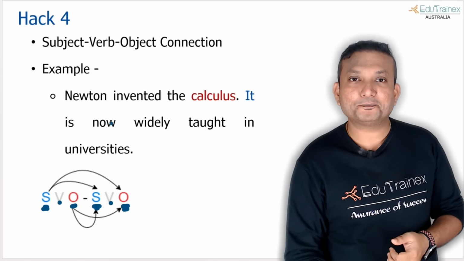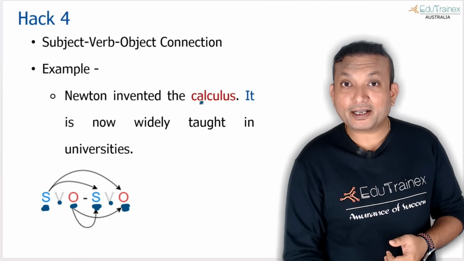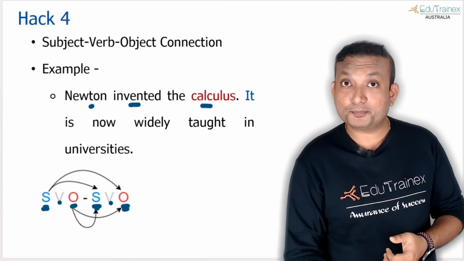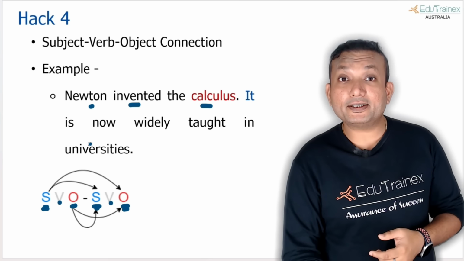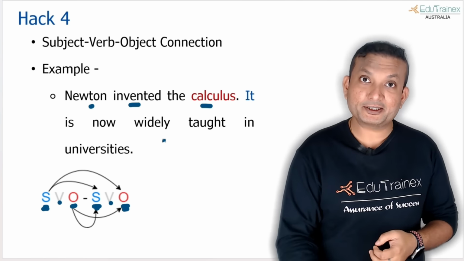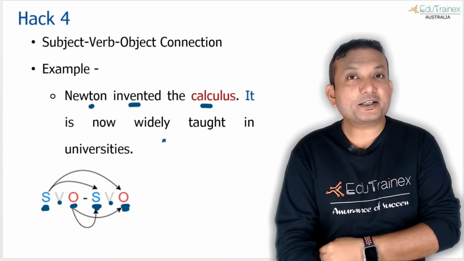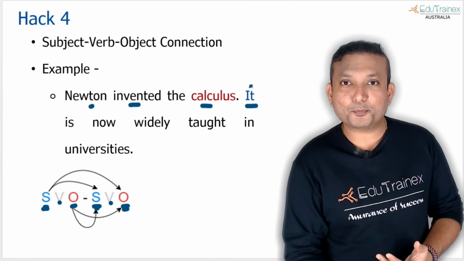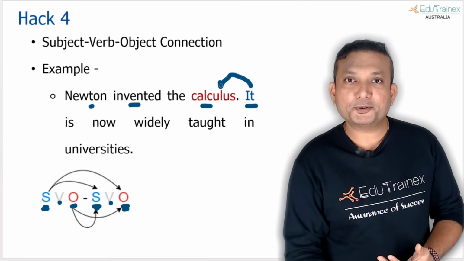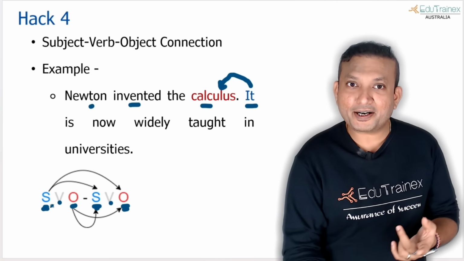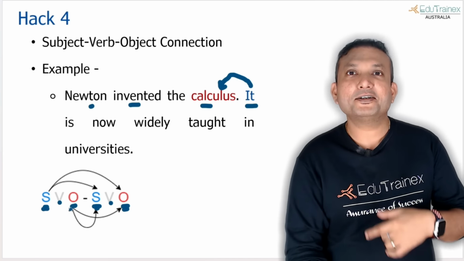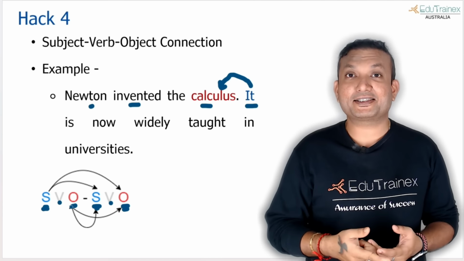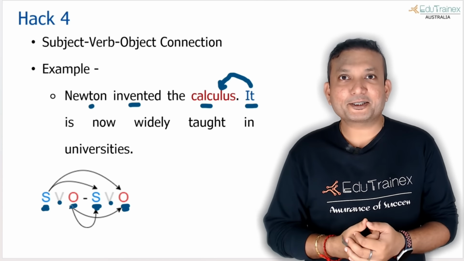Let's see the example. Okay, Newton invented the calculus. Newton is the subject, this is the verb, this is the object. Now the next sentence: it is now widely taught in universities. So they have replaced the object with a pronoun. Now which object is it? It. What is it pointing to? It is pointing to calculus. So which rule applied here? The object of the first sentence became the subject of the next sentence. This is how they connect the sentences, and this is the way of writing in English.